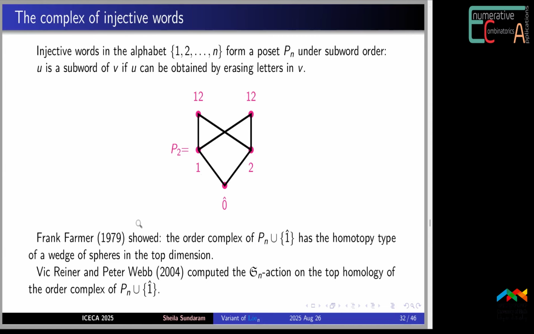So let's see. What do we know about this poset? First of all, it's actually the order complex of a CW complex, the complex of injective words. So that's where this comes from.